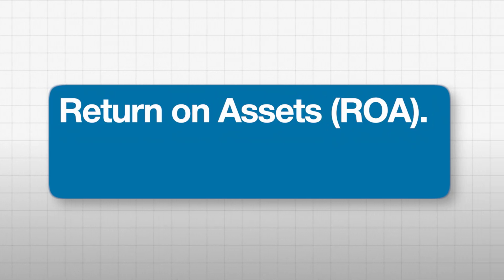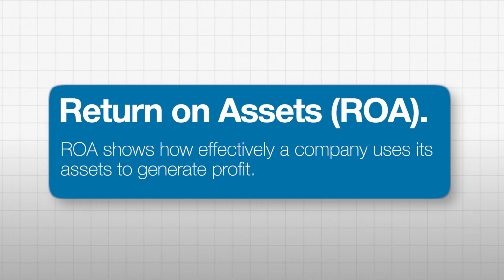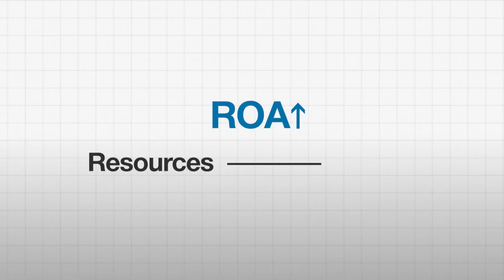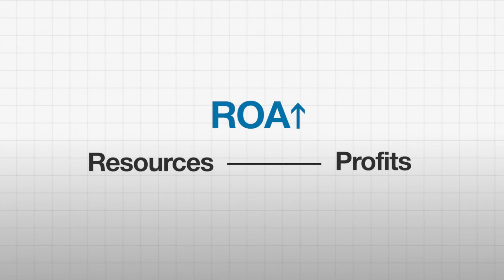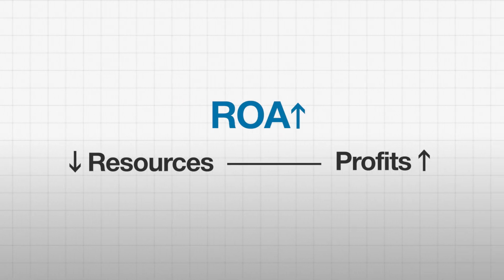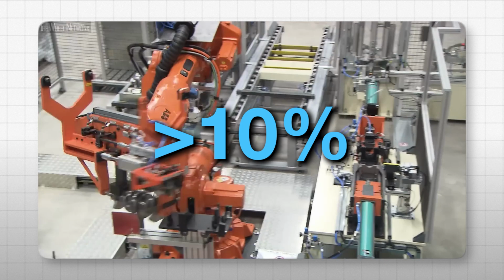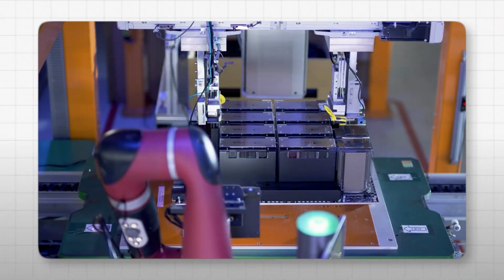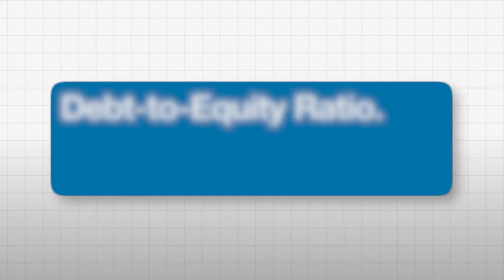Return on assets, ROA. ROA shows how effectively a company uses its assets to generate profit. It's calculated by dividing net income by total assets. A higher ROA means the company is efficient at turning its resources into profits. It can also signal a competitive advantage, showing that the company can generate profit with fewer resources, making it more resilient over the long term. And companies with an ROA of 10% or higher are generally efficient and not wasting resources. Buffett likes companies with high ROA because it shows they're managing their assets well, as long as they're not taking on too much debt.